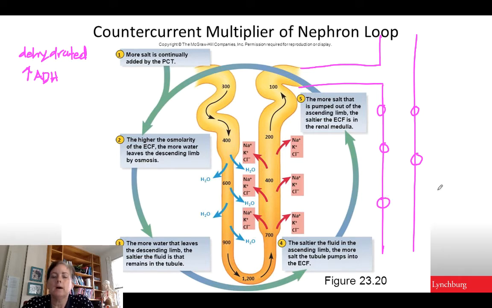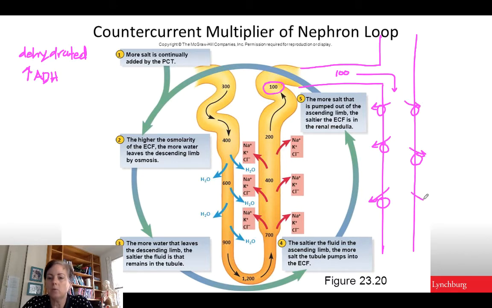Okay, so when we have ADH released, we're going to have aquaporins present in the distal convoluted tubule and collecting duct. So the urine is still leaving this area at pretty low concentration. It's still about 100, okay? But as it travels through the collecting duct, we are going to be pulling water out of the tubule. The whole way down, we're actually going to be reabsorbing water.